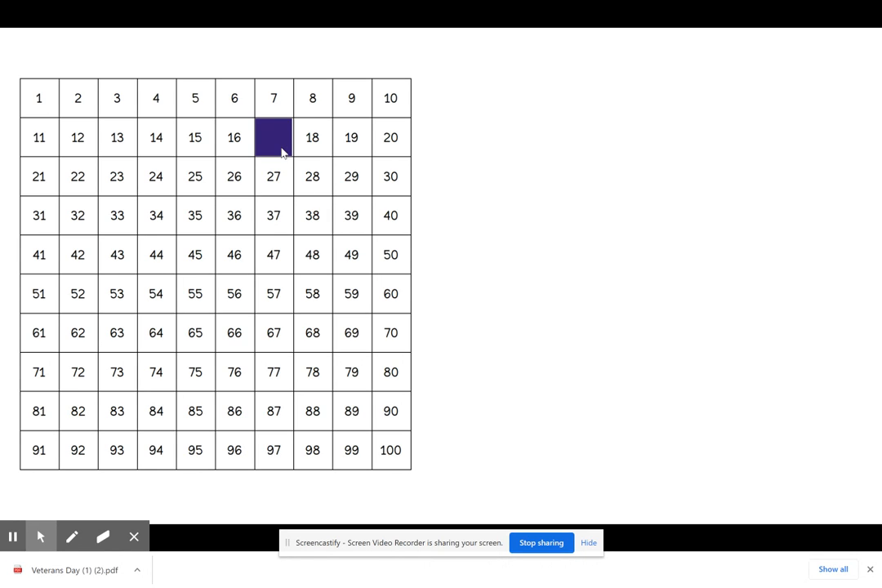Okay, there's your purple square. What number is hiding underneath there? And it's the number 17. There's your purple square. If you want to pause the video also to give yourself some time to figure out what number is hiding under there, you can do that. And it's the number 30.